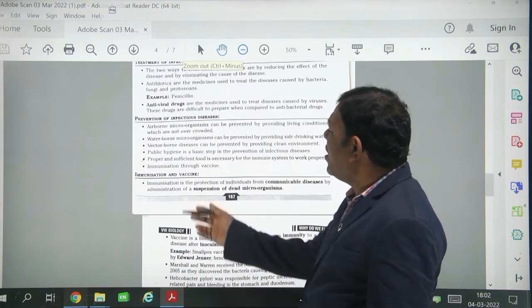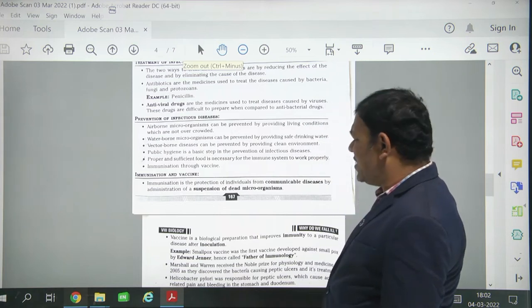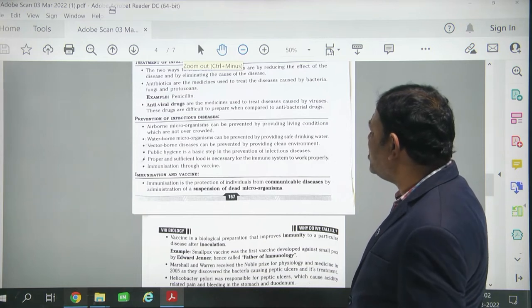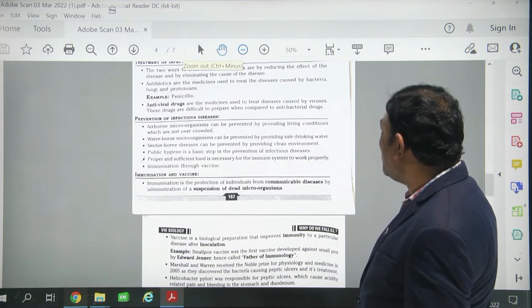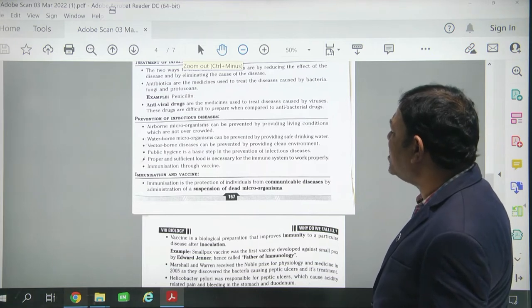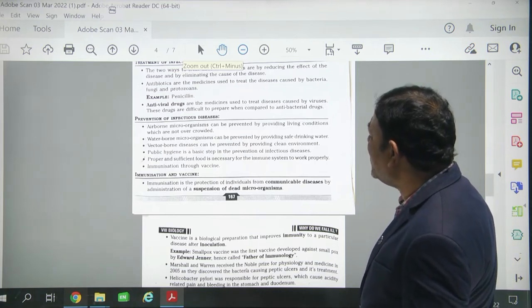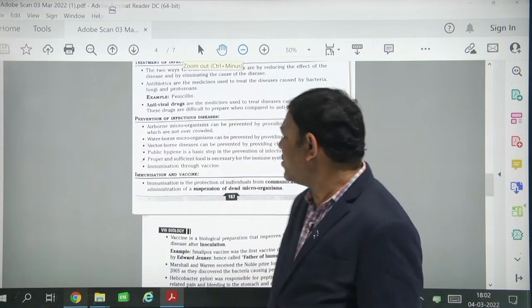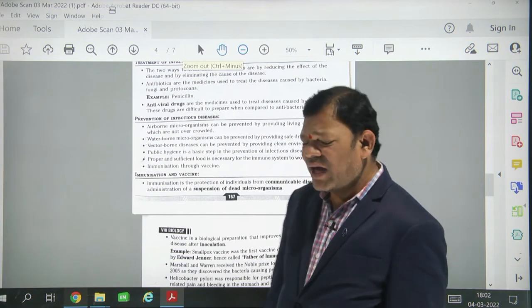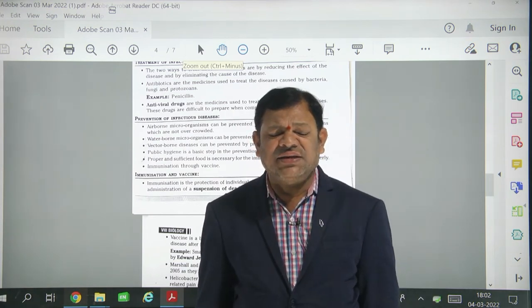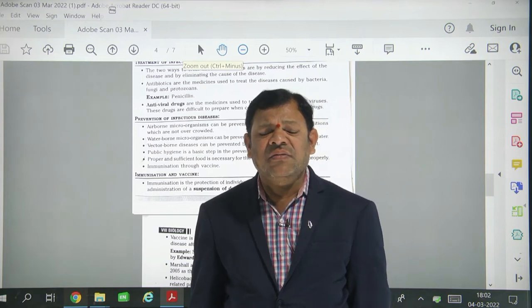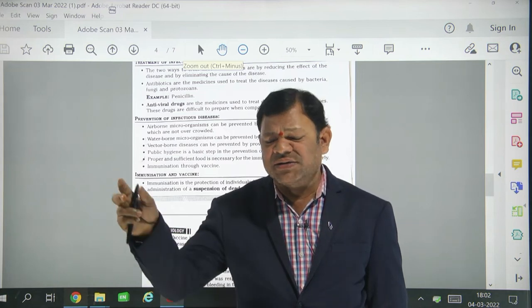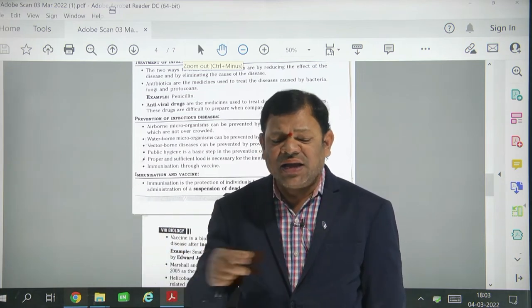Next, immunization and vaccine. What is the meaning of immunization? Immunization is the protection of an individual from communicable diseases by administration of a suspension of dead microorganisms. Actually, if you take the vaccine, the disease causing organism we can collect and kill it, and then we take that vaccine.